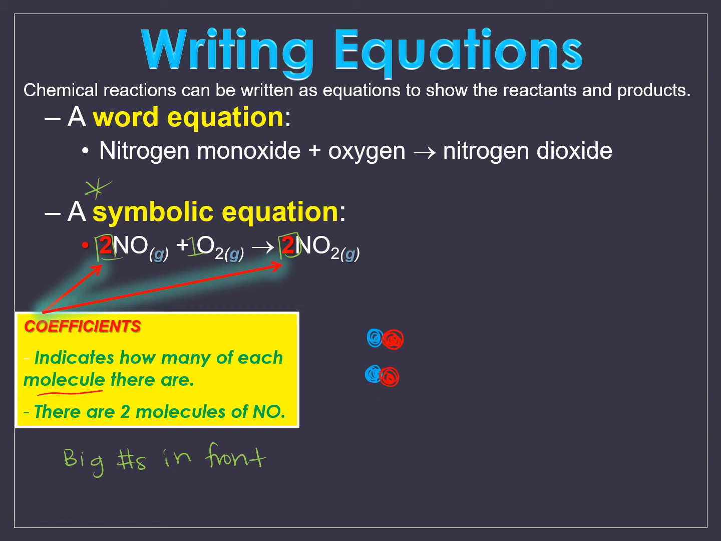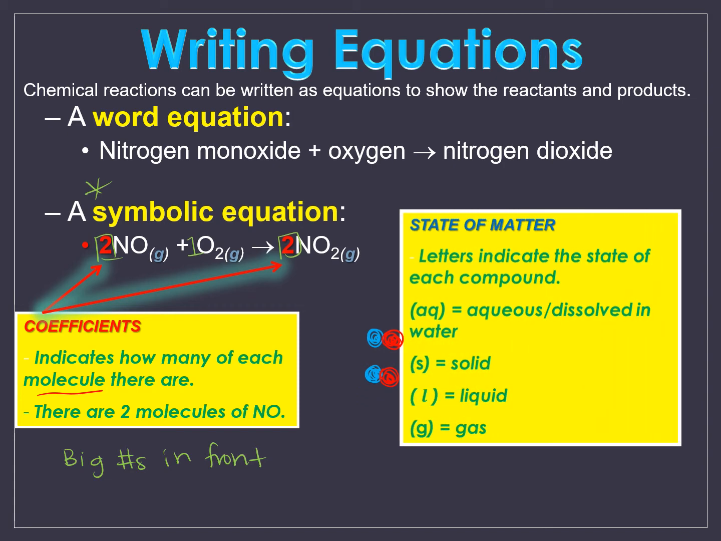Flip the page in your spiral, and you'll see states of matter. This is on the right-hand side. Our states of matter indicate the state of each compound. We have a few different options. You're probably already really familiar with solid, liquid, and gas. You can go ahead and add those: S for solid, L for liquid, G for gas.